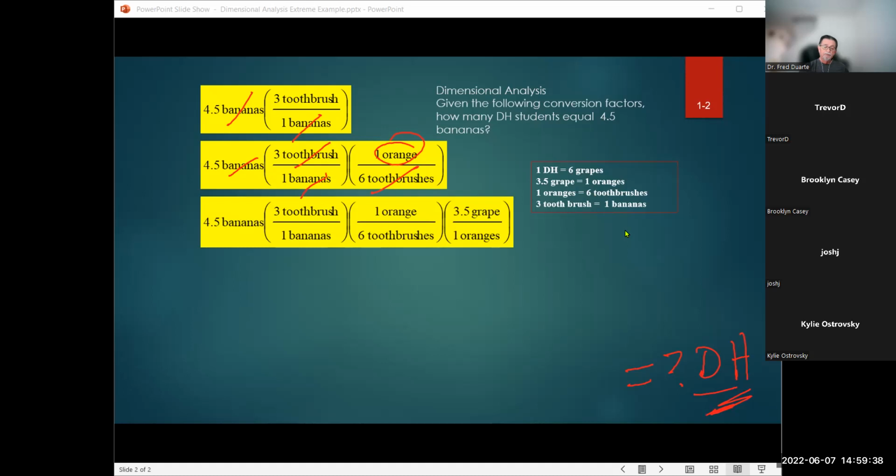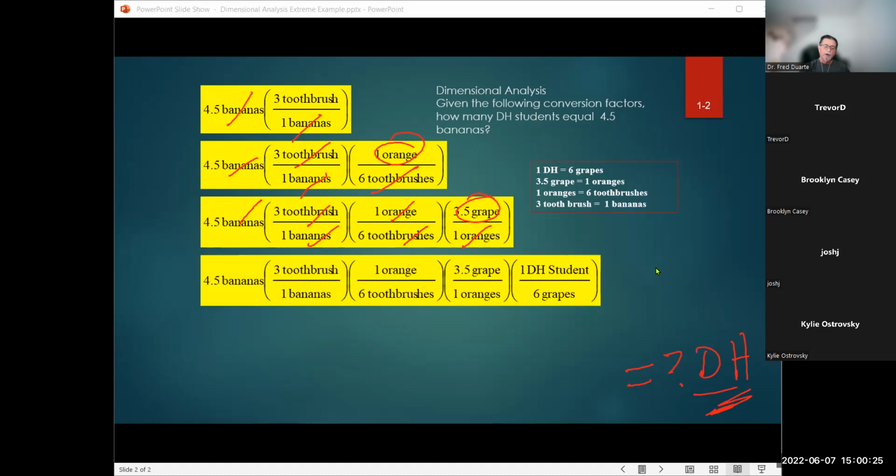And the following conversion factor is there, where there's 3.5 grapes per orange. Again, keeping track of my units, toothbrushes are gone, oranges are gone. Unit-wise, I'm at grapes. See how crazy it is? But now, if I were to stop the calculation here, I would have gone from bananas to grapes. But I'm not going to stop it. Why? Because that's not what the question asked for. They want units of DH. Notice I've done nothing for the mathematics yet. All I've done is set up my conversion factors and keep track of my units. Okay.